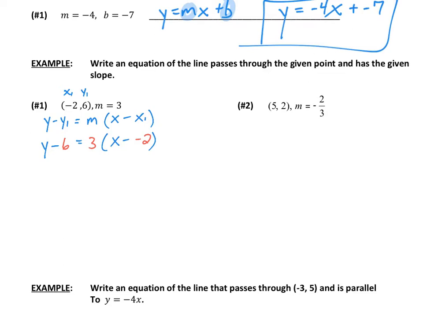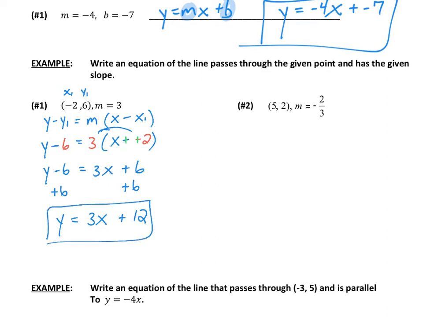So if we do that, first, this minus -2 is really plus 2. Okay? So we can distribute, and we would get 3x plus 6. So it's y minus 6 equals 3x plus 6, because we did 3 times x and then 3 times 2. And then to get y alone, you would add 6 to both sides. And we have y equals 3x plus 12. So we wrote the equation of the line that passes through the given point and has a given slope.